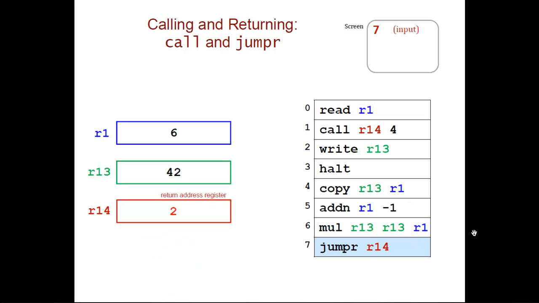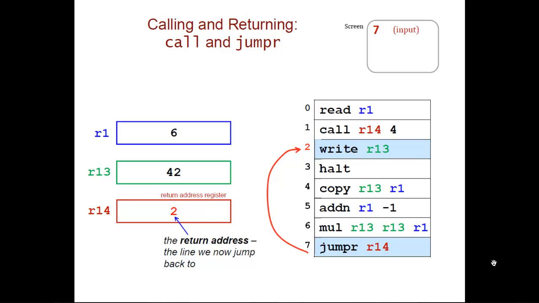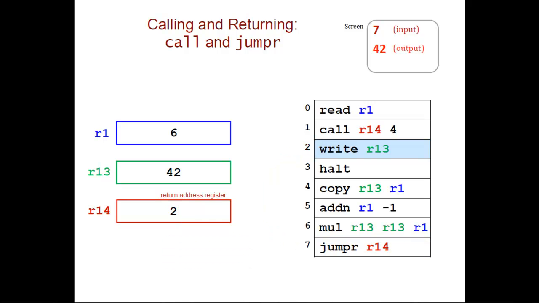Then we hit the jump R. Now again, what is it doing? It's jumping to the line number stored in the register. So in this case, because we're specifying R14, we're going to return to the address stored in R14, which is line 2. And so we're going to jump up there, write what's in R13, and then halt the program.